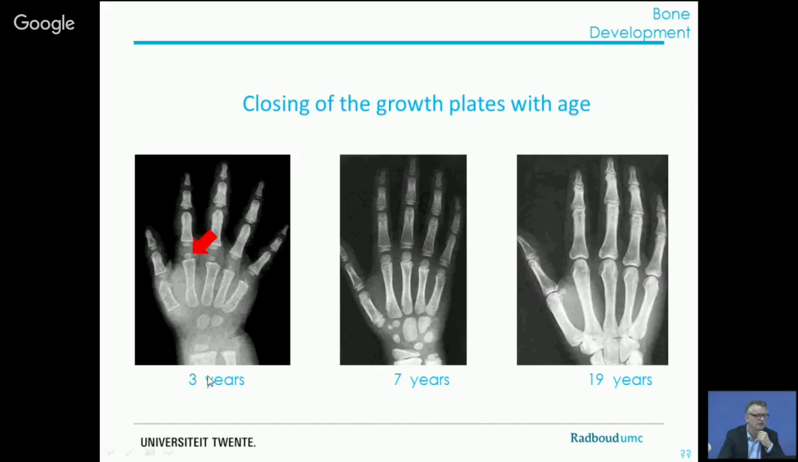So this is a 3-year-old child. This is a mature person. You can see here that there is still space between the bone and this type of bone, and therefore the bone can extend and grow. Okay? So this then becomes longer, and you see at 7 years there is still a growth plate, but it's already diminishing. And here at 19 years, the growth plate has gone, basically.